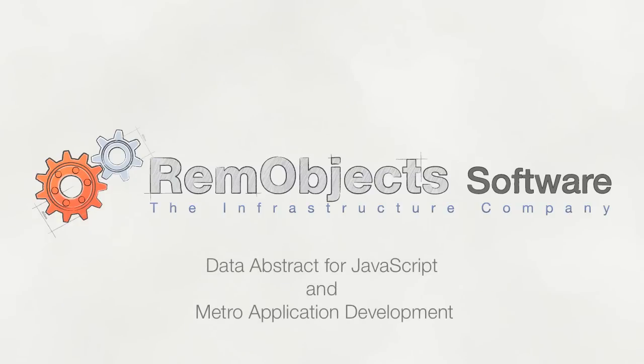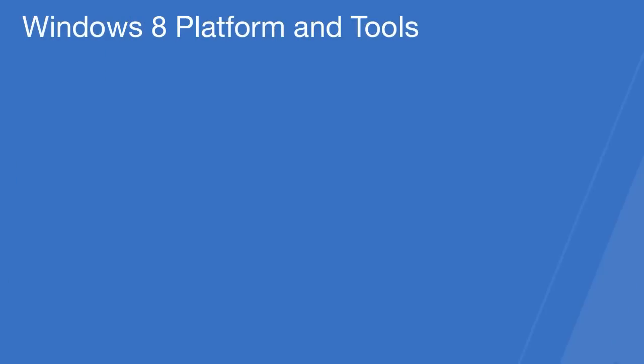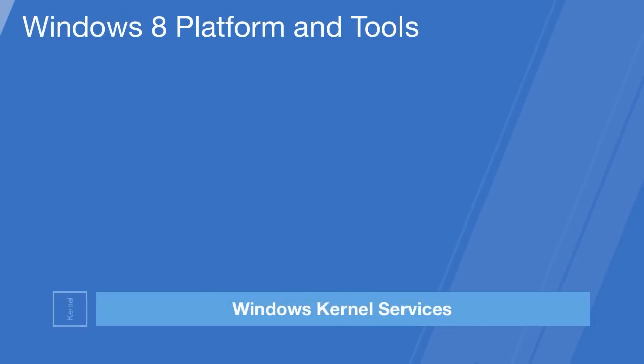Today we're going to talk about using Data Abstract for JavaScript to develop Metro applications for Windows 8. The Windows 8 platform is still running on Windows kernel services, but the application layer is split into two parts.